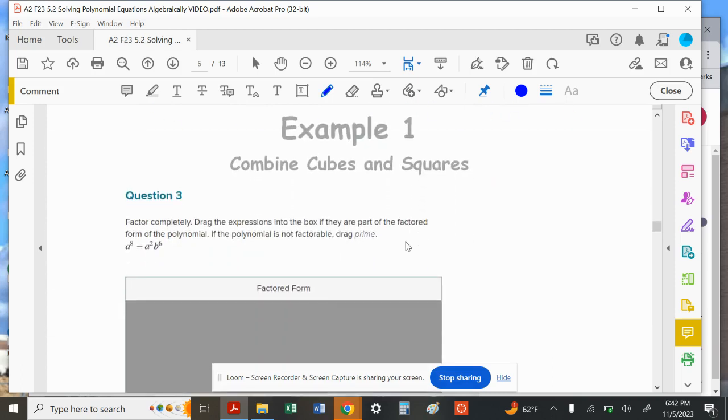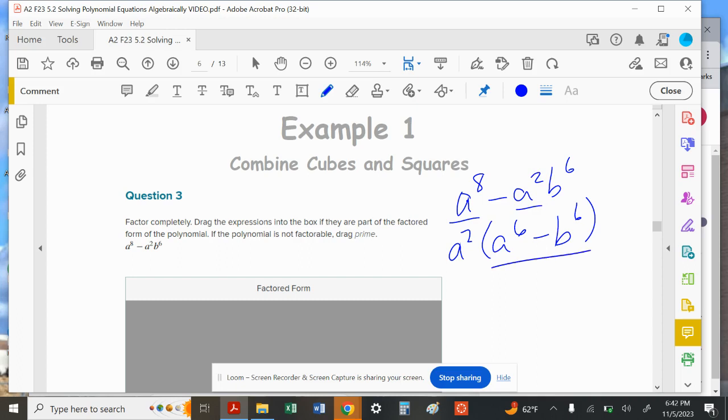Okay, so combining cubes and squares. So notice we have a to the 8th minus a squared b to the 6th. So we have that type of problem there. We want to see what's common to both of them. So I can see that I can take out 2 a's here and 2 a's here. So I have a squared times, and remember whenever we take it out, we're dividing. So it's a to the 6th minus b to the 6th, because I took out 2 of the a's here and 2 of the a's here. Notice there's none left.